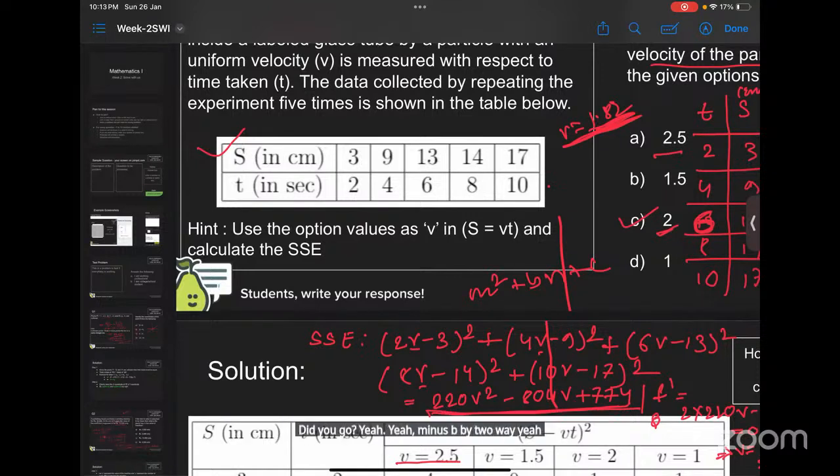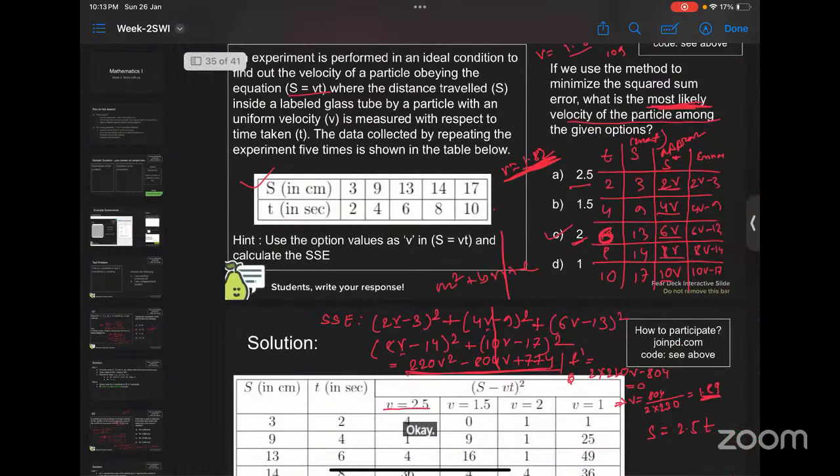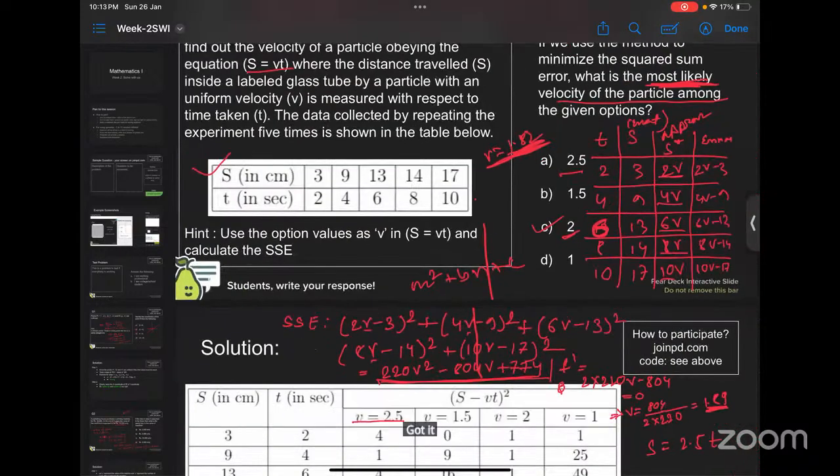In this type of question, you need not find the minimum SSC. You have to find the x coordinate such that the SSC becomes the minimum. Okay, ma'am. Got it, right? Yes, ma'am. Anything else? Any other doubt?